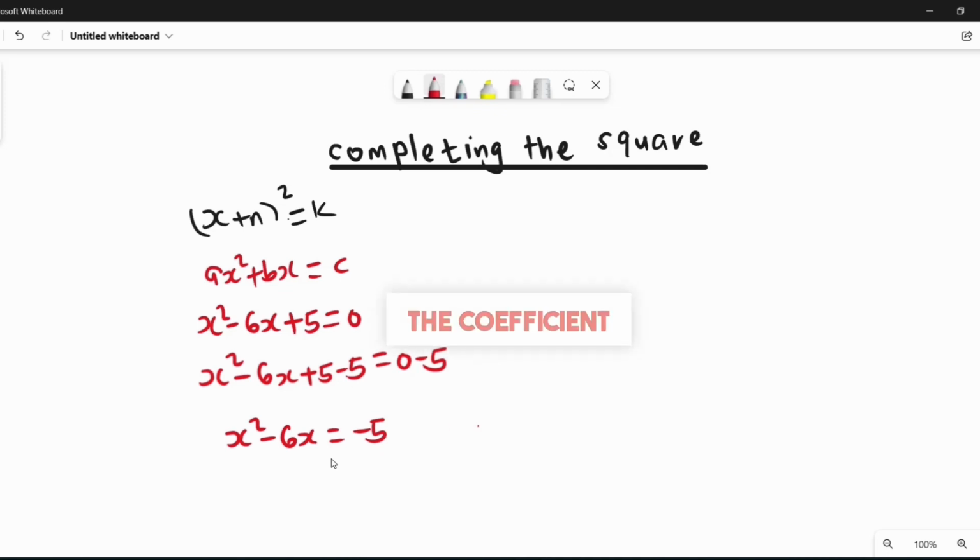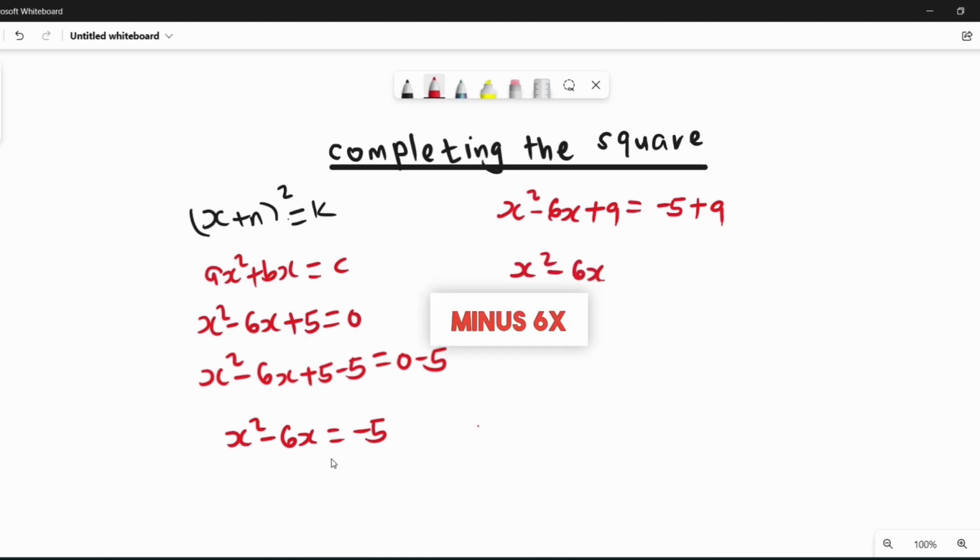In our example, the coefficient of x is -6. So, half of that is -3. And when we square -3, we get 9. So, we add 9 to both sides of the equation. x² - 6x + 9 = -5 + 9. Now, we have x² - 6x + 9 = 4.